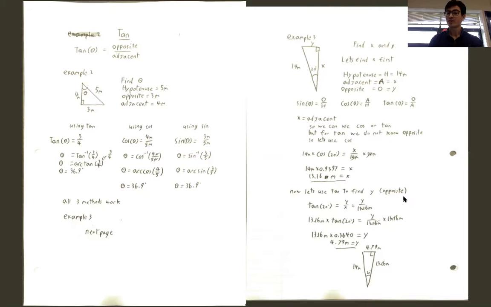So now let's find the opposite. We could use sine here because we want to find the opposite, and we have the hypotenuse. Or we could use tan, since we now have the adjacent. Let's use tan just so we have practice using tan. Again, we're going to replace x, the adjacent, with 13.16 meters, and multiply both sides by 13.16 meters. This gives us that our y value, or our opposite length, is going to be 4.79 meters.